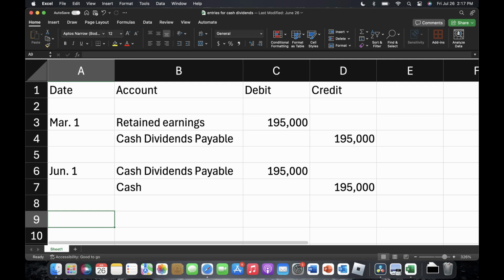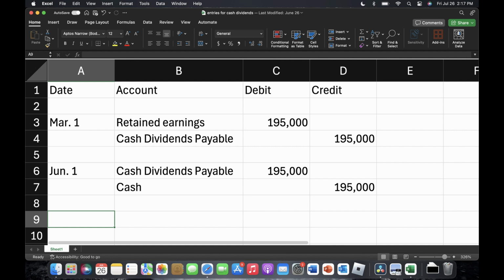Hello. Today I will be explaining a common accounting problem that you might find in your Accounting 1 or 2 class. The problem I will be explaining today is an entries for cash dividends problem. So, let's get started. Let's say that the declaration, record, and payment dates in connection with a cash dividend of $195,000 on a corporation's common stock are March 1st, April 18th, and June 1st. So, how do we journalize the entries for these dates?